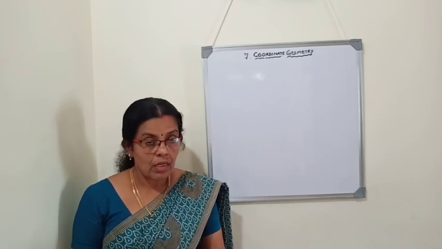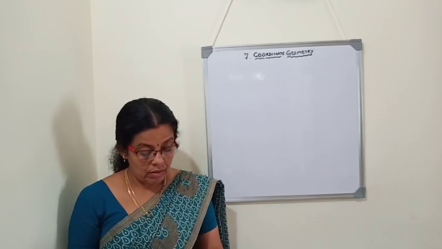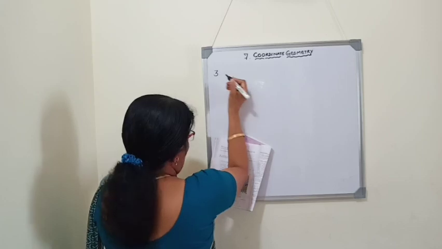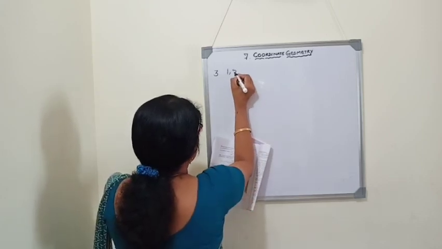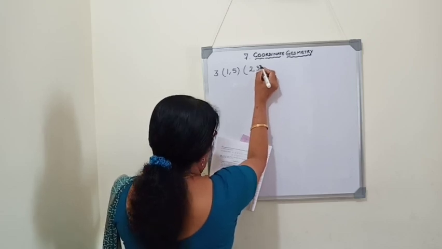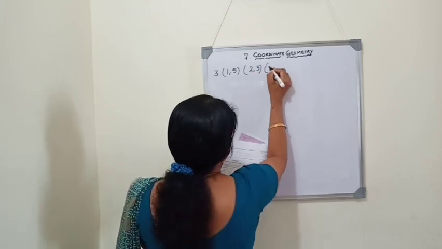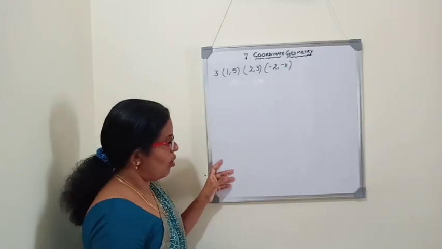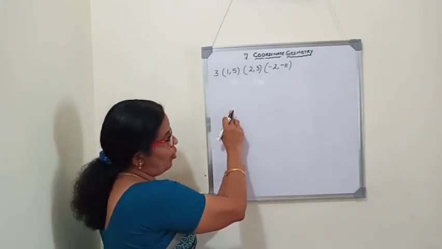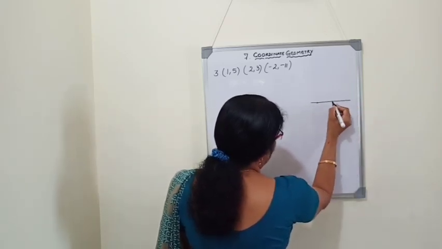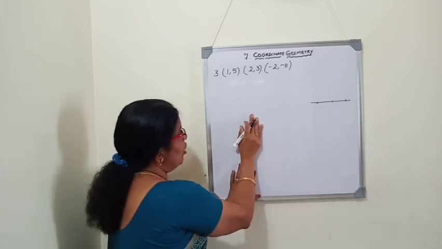The third question is, determine if the points are collinear. Three points are given: 1, 5; 2, 3; and -2, -11. Whether these points are collinear or not. What is the meaning of collinear points? If 3 or more points are on the same line, then we call them collinear points.